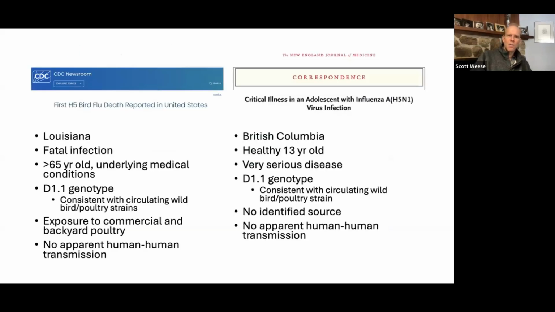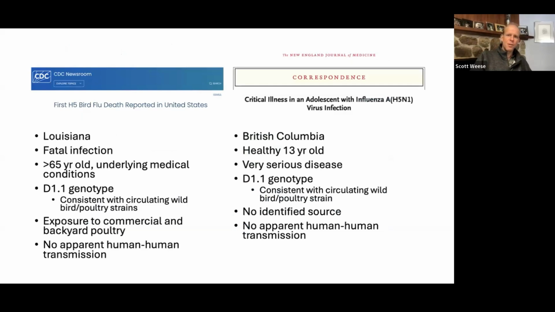And there was that one death. So the serious disease I'll just touch on really quickly. That US death was a person in Louisiana, an older individual that had some other health issues. They were exposed to infected commercial poultry and infected backyard poultry, and they died. And they had the D11 genotype, that new kid on the block.